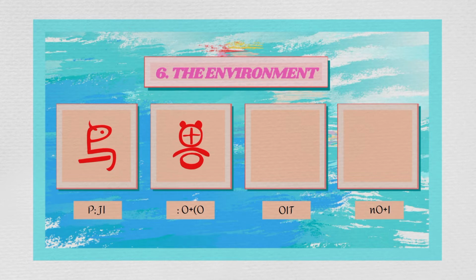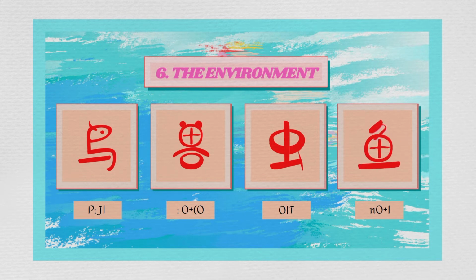The third Chinese character is an insect. It is like a butterfly resting on a plant. The fourth Chinese character is fish. We can see its head, body, and tail.